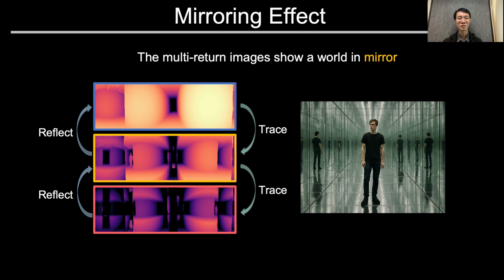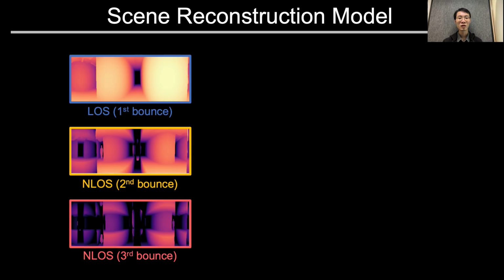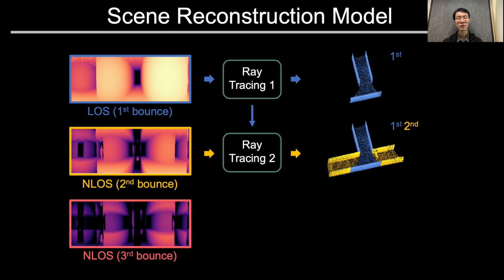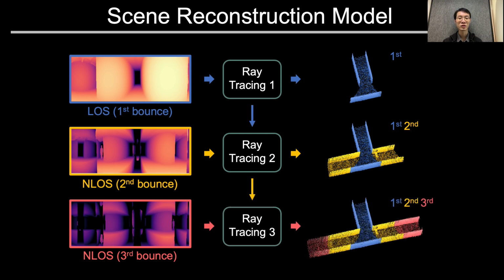To build a real 3D scene, we draw inspiration from how signals physically reflect and trace this process. Here is how it works. We use a ray tracing module to track how the signal travels and update where it hits, which helps us recover the real geometry. The tracked locations are then used to determine the reflection path of the next return. By cascading these ray tracing modules together, the reconstruction gradually reveals the hidden non-line-of-sight regions.